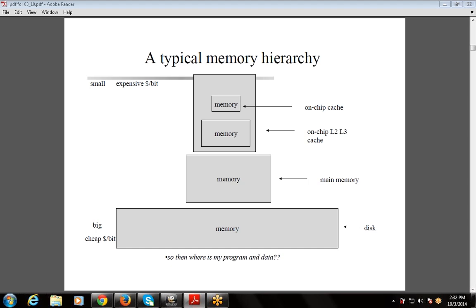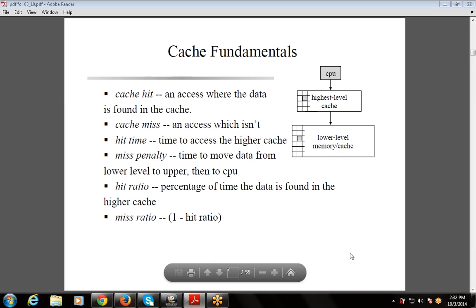This is a typical memory hierarchy: main memory, on-chip cache, on-chip L2, L3 cache. This is your L1, this is your L2, this is your main memory, and this is your secondary memory, that is your disk. So where is my program and data? This is the question. This is the cache fundamentals. Cache hit, cache miss. As you know, when data is available, that is a cache hit, and if data is not available, that is a cache miss.